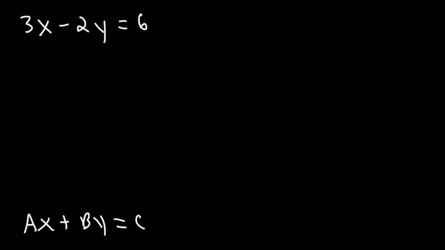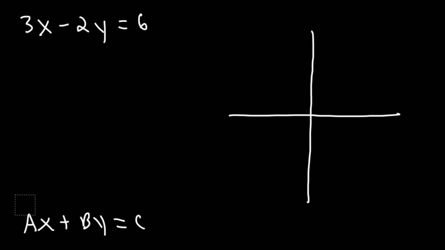Now let's move on to the next example. This time we're going to graph a linear function in standard form. So we have 3x minus 2y is equal to 6. So it's an ax plus by equals c format. How can we graph a linear equation in standard form? What do you think we need to do? One of the simplest techniques that you can use is to find the x and the y-intercepts.